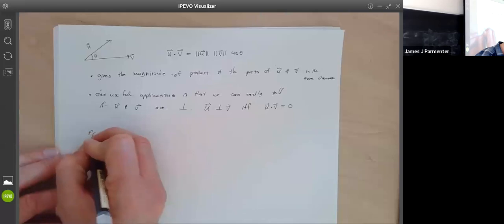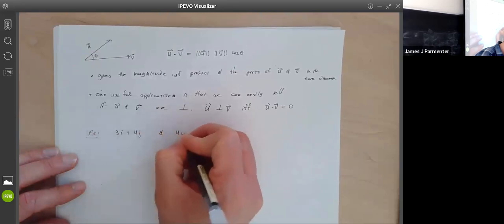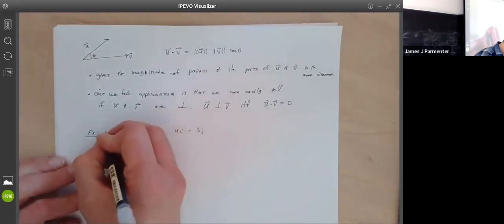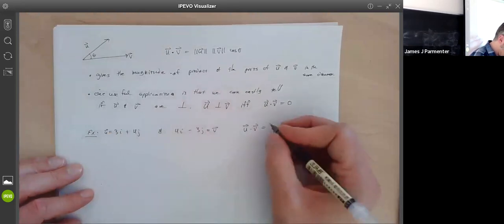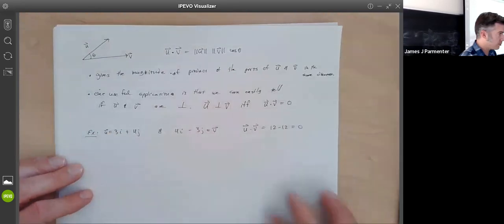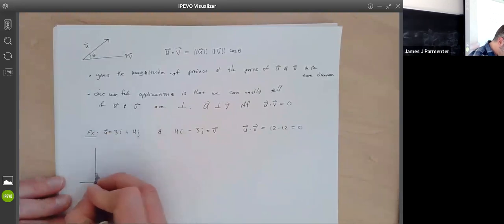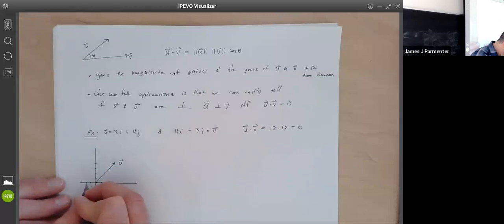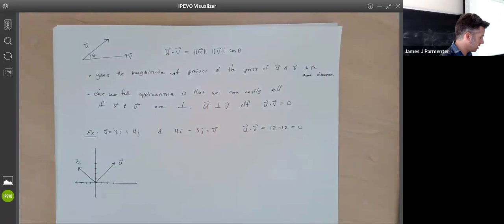An example. So here are two vectors that are definitely perpendicular to each other. If we call this one U and this one V, we can see that U dot V is equal to 12 minus 12, which is 0. And we could also draw them. If I go over 3 and up 4, there's U. If I go back 4 and up 3, there's my V. Oh yeah, those look pretty perpendicular.